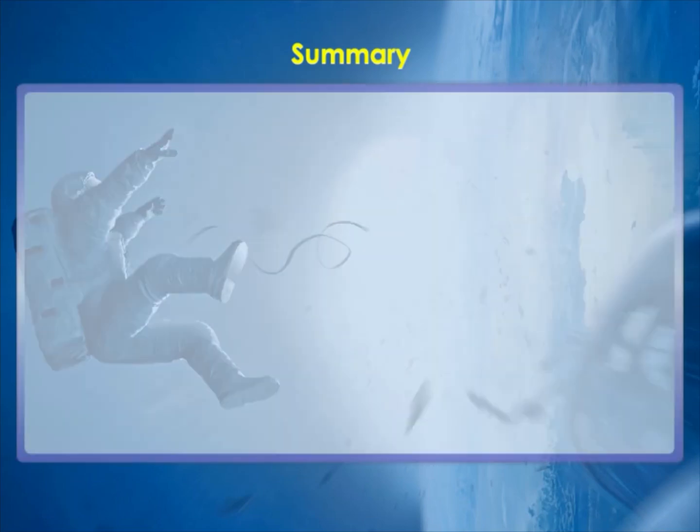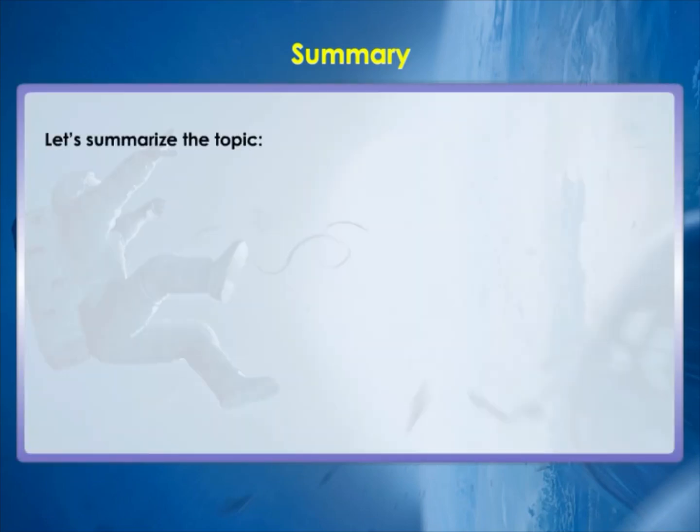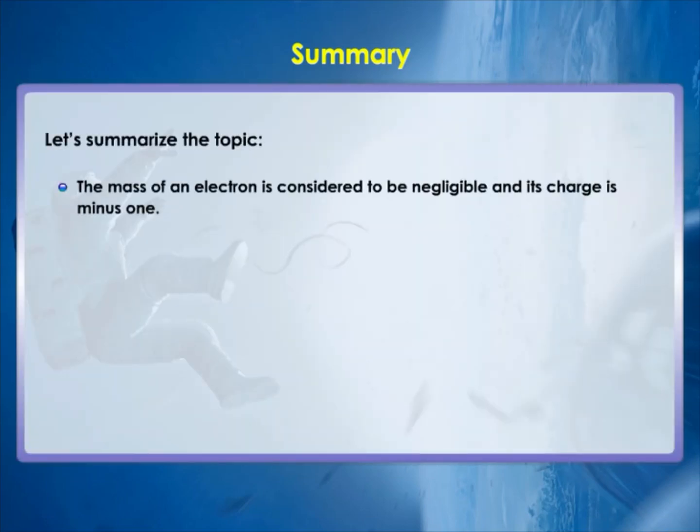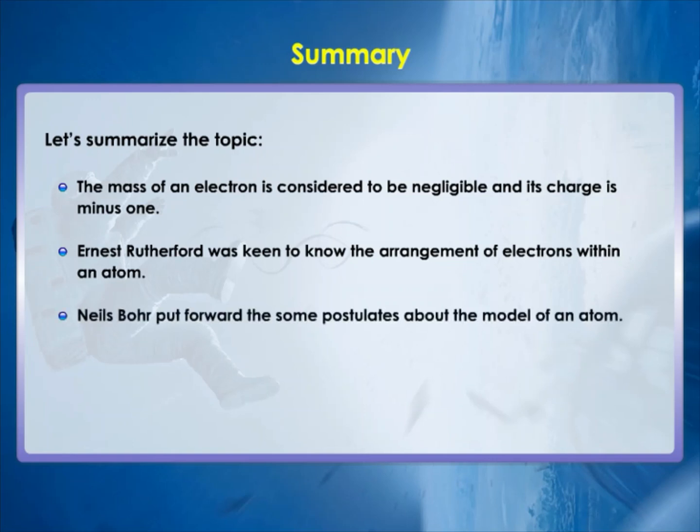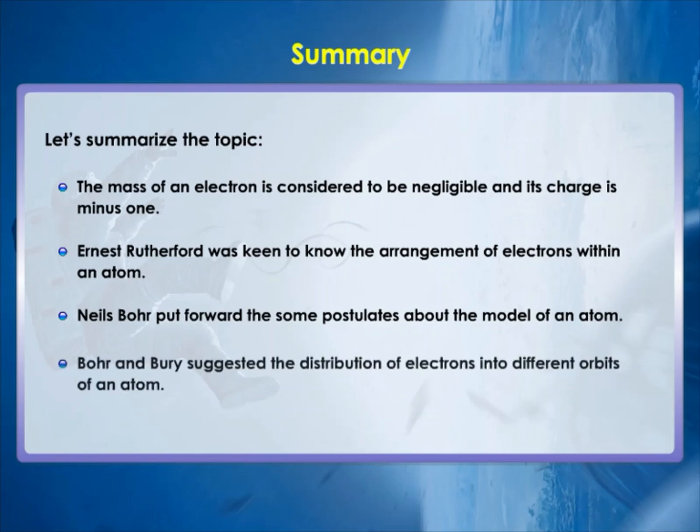Summary. Let's summarize the topic. The mass of an electron is considered to be negligible and its charge is -1. Ernest Rutherford was keen to know the arrangement of electrons within an atom. Niels Bohr put forward some postulates about the model of an atom. Bohr and Bury suggested the distribution of electrons into different orbits of an atom.